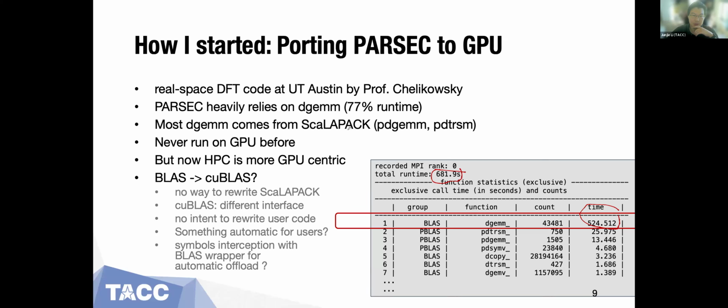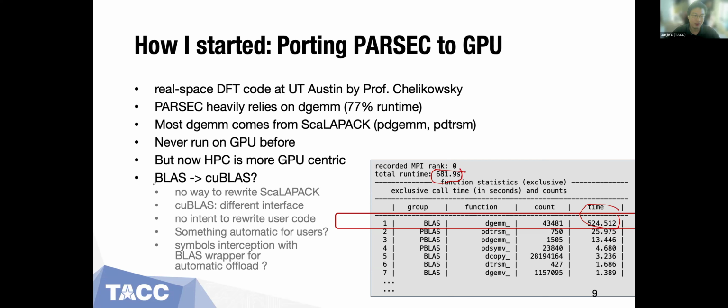And most of the DGEMM calls come from ScaLAPACK, so PDGEMM and PDTRSM. This code has never been run on a GPU before. And the professor was super upset, because not being able to run it on GPU means he cannot run his code or apply for machine hours on a DOE machine, because the DOE machines are all GPU centric. And not only DOE, even at TACC, our machines are becoming more GPU centric. So it's very problematic that this code is not able to run on GPU.